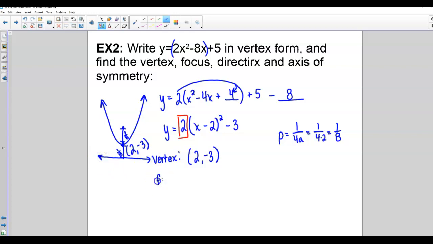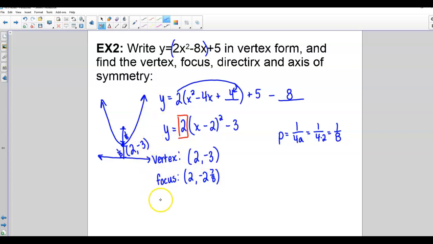So for the focus, our starting point is that vertex point. We're going up 1/8. So that y-coordinate is going to change here because we're going up or down. So I've got negative 3. I'm going to go up 1/8. So my x-coordinate will stay the same, and I'll get negative 2 7/8 for my y-coordinate. It looks like I subtracted there, but we're in the negative, so I actually added 1/8 there.